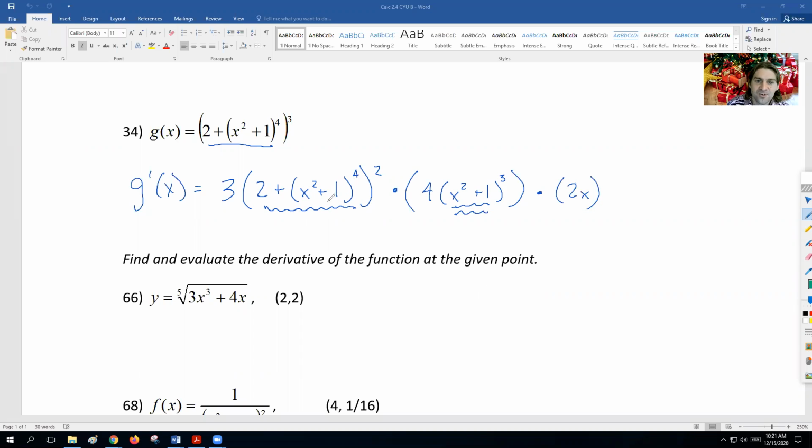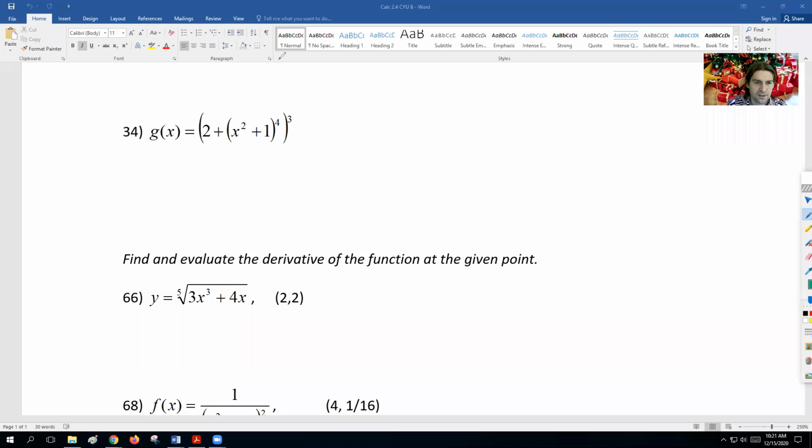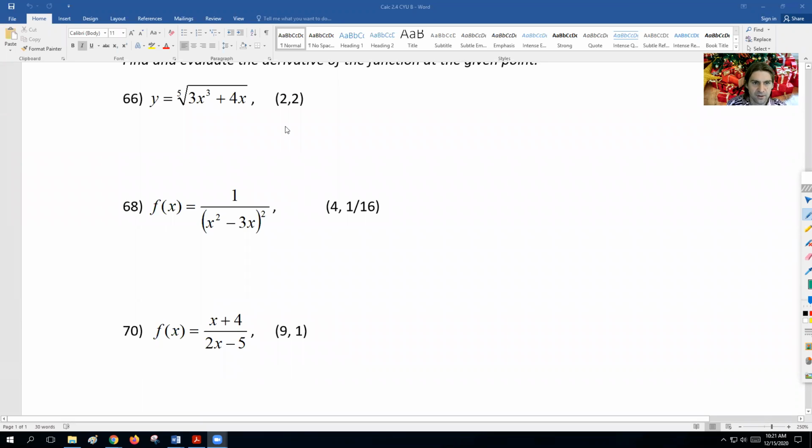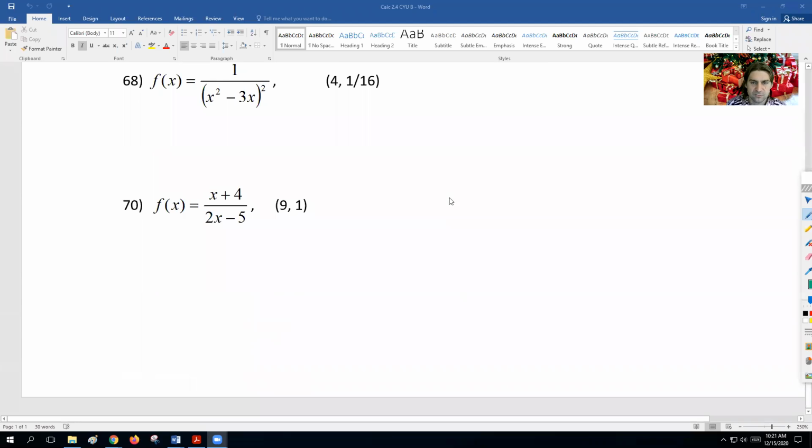We got the chain rule inside of the chain rule. Keep going. It's like Inception. Just keep going deeper and deeper and deeper. All right, and then the next problem's here. All you're going to do is take the derivative of all those and plug in the x numbers. Should be all right with this.